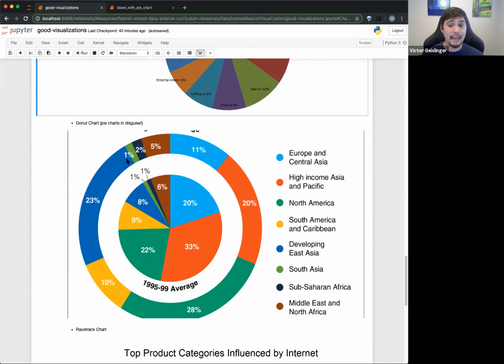So again, donut charts are just pie charts in disguise. Don't be tricked by them. People like donut charts, and it's really modern right now, where everyone's using donut charts. But they're just pie charts, everyone. That's all they are. So anyway, don't use these.